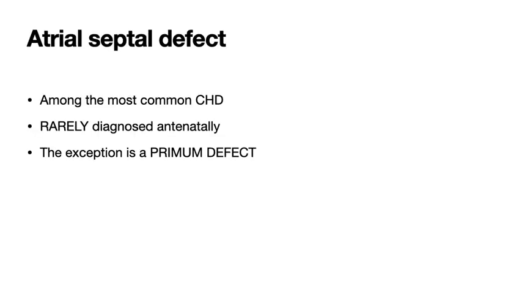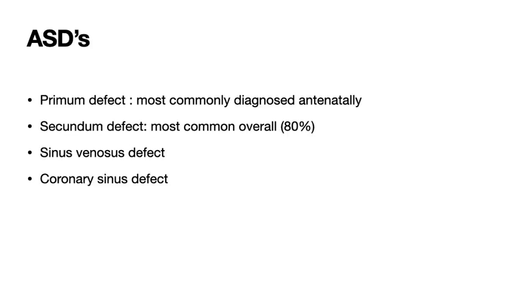So, starting with chapter 9, atrial septal defects. Well, they are among the most common forms of congenital heart disease. Unfortunately, they are rarely diagnosed antenatally. The exception is a primum defect. Those do tend to get picked up antenatally. All right. So, of the atrial septal defects, a primum defect is the most commonly diagnosed one antenatally.